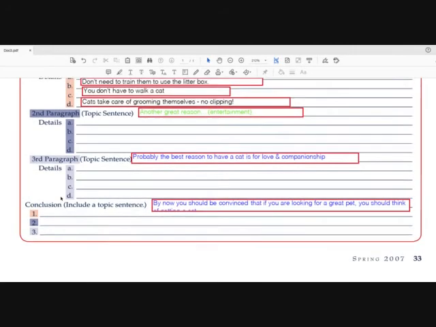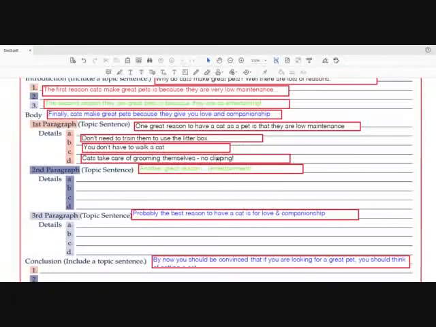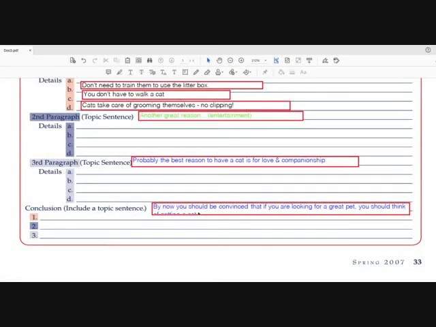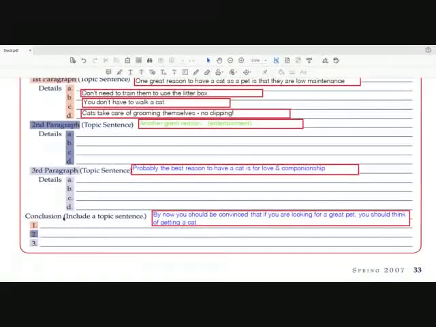We have low maintenance, entertainment, love and companionship. So by now you should be convinced if you're looking for a great pet, you should think of getting a cat. They are seriously low maintenance, they're great entertainment, and they provide you love and companionship. So the next time you're out at the SPCA and thinking about a hamster or a dog, turn around and go straight to the cat. I don't know. And that's it.